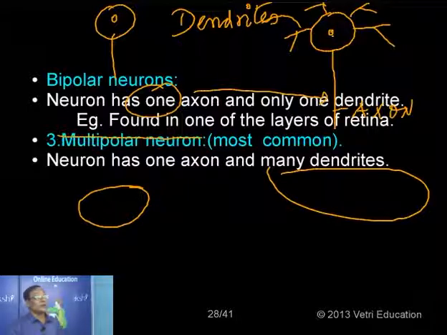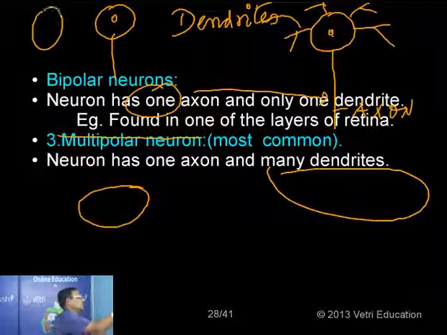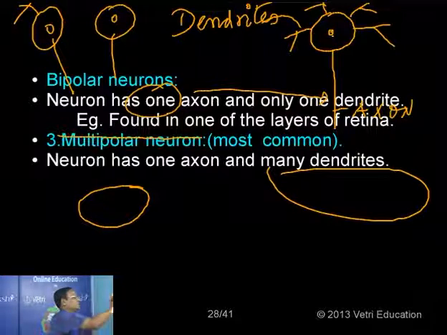The name itself implies it has one axon and one dendron. So, one axon and one dendron, that is called a bipolar neuron. And in another layer of the retina, the retina of the eye has a number of layers, one such layer has bipolar neurons. So in the retina of the eye, we have bipolar neurons.